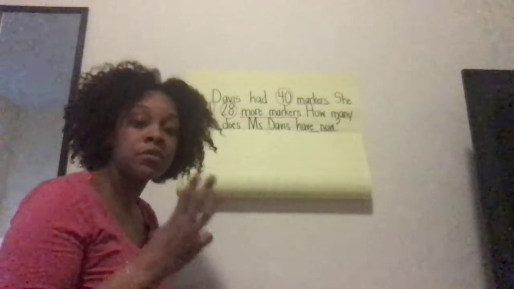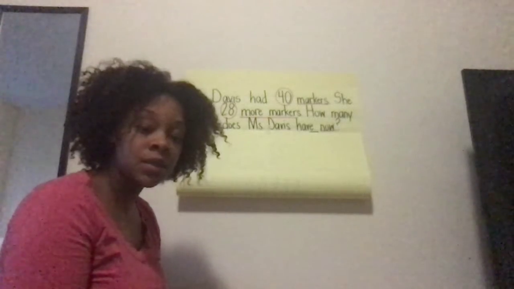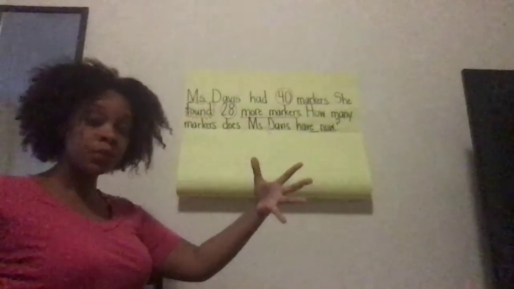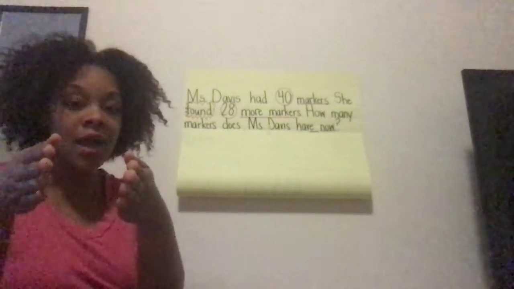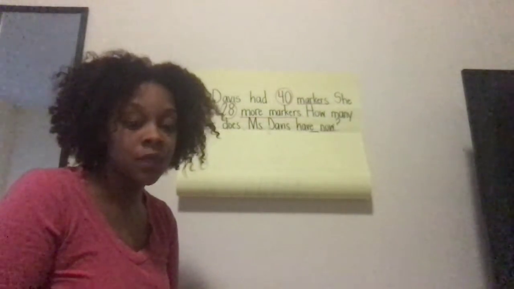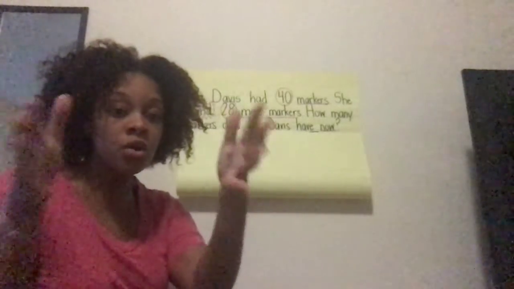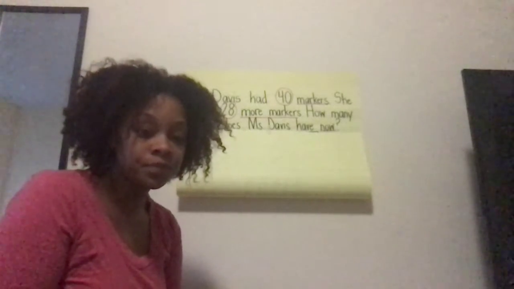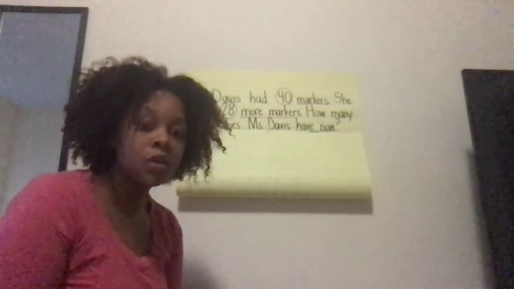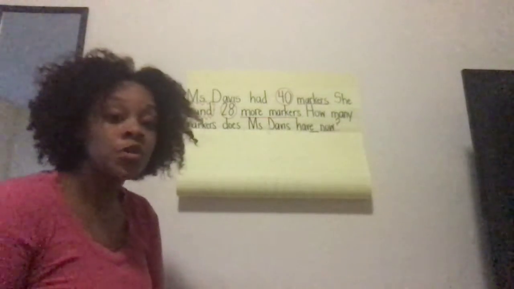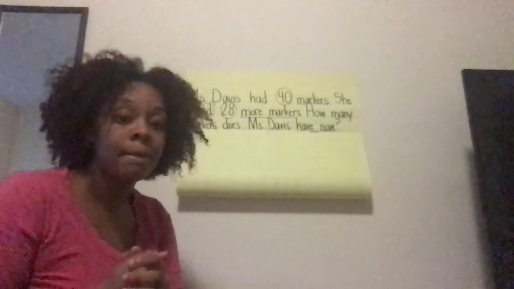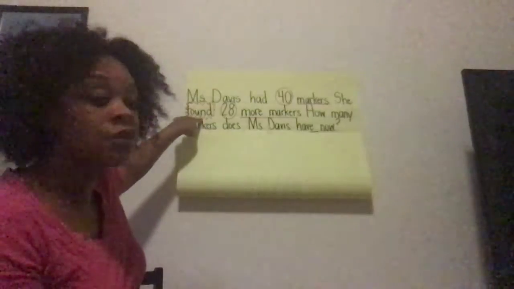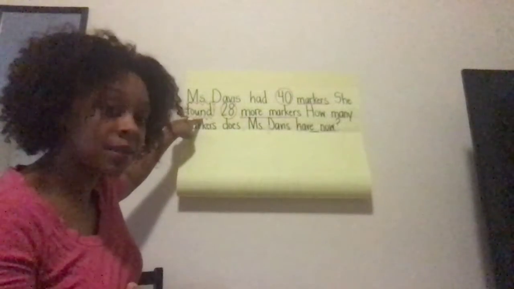So now that we've read the story 3 times and you've written your number sentence, I want you to start thinking to yourself, will Miss Davis have more or will she have less than 40 markers? Go ahead and think to yourself. Good, so let's bring it back. Show me, will she have more or less? Yeah, she'll have more than 40 markers, because again, we had that action of her finding something, so that means she got some.